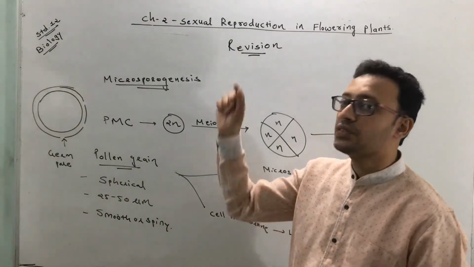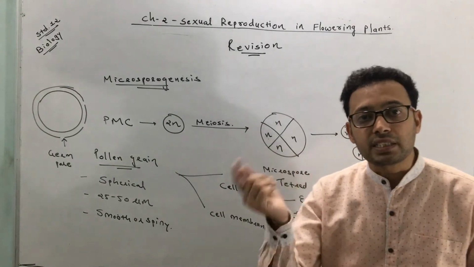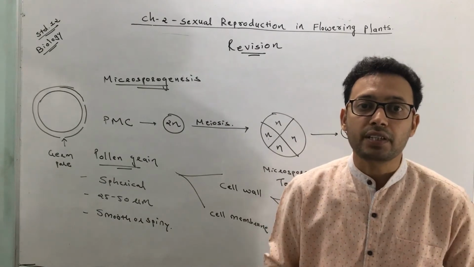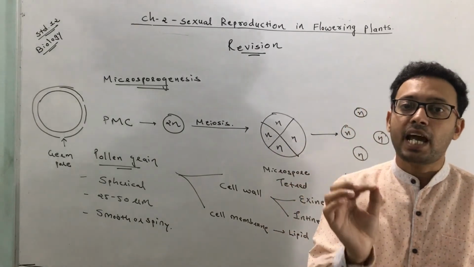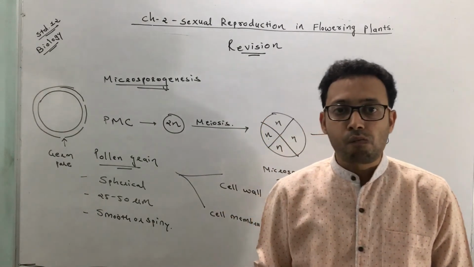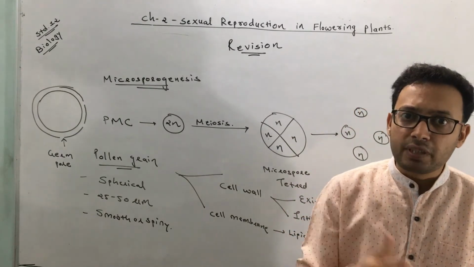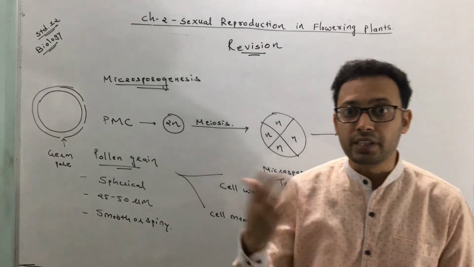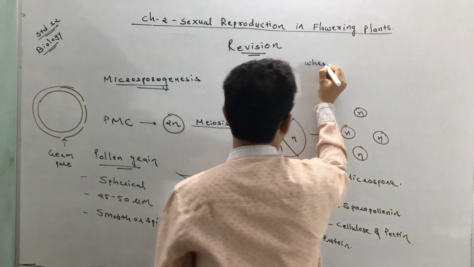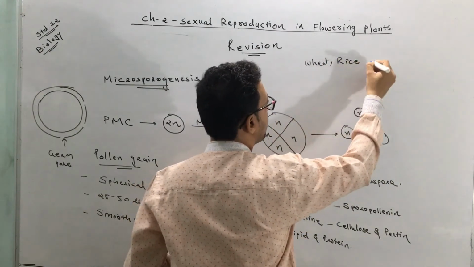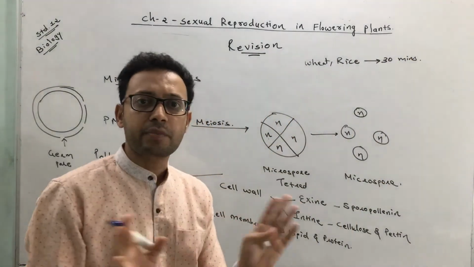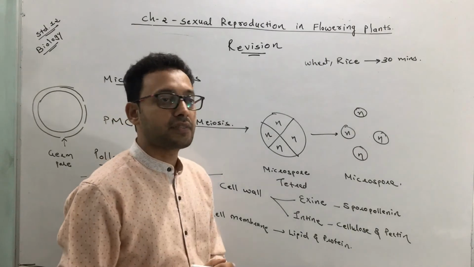This pollen grain dehisces from the anther, releases from the anther. Once it is released from the anther, for how much time does it remain viable? Means how long can it remain alive? It depends on the type of pollen grain. Some pollen grains can remain viable for a few minutes, some for a few months, and some even for a few years. For example, in the case of wheat and rice, the pollen grain remains viable for 30 minutes after release.